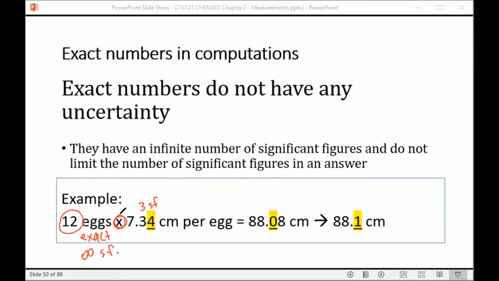And this is a multiplication problem. You're taking 12 eggs times 7.34 centimeters per egg. So we're going to use the rules for multiplication to round our final answer. And the rules for multiplication say you round your final answer to whatever measured value has the fewest sig figs. So we have infinite sig figs compared to 3 sig figs. So our final answer is going to be rounded to 3 sig figs. So you get 88.08. You look to the right of the last sig fig, and it needs to be rounded up to finally get 88.1 centimeters. And you can check, it has 3 sig figs.